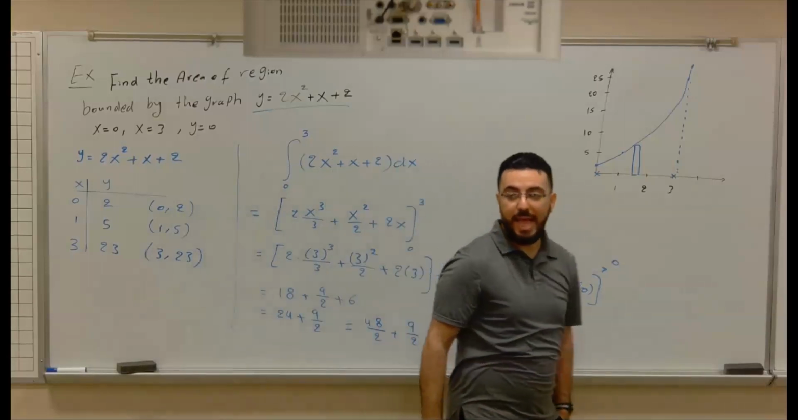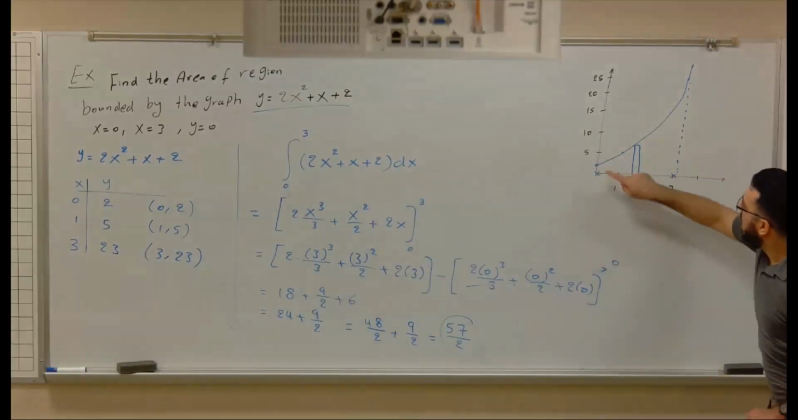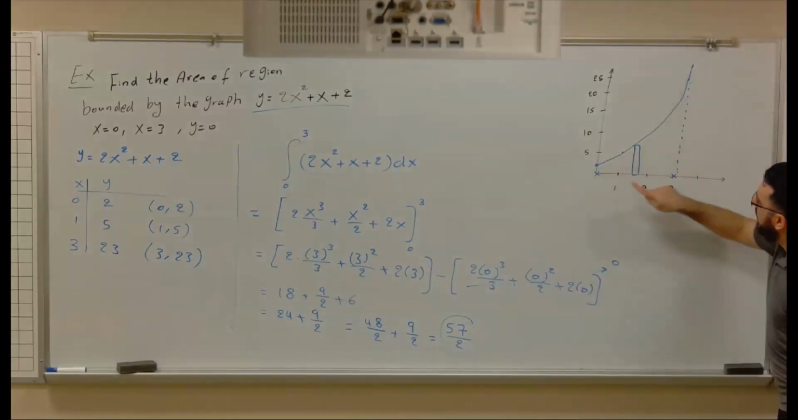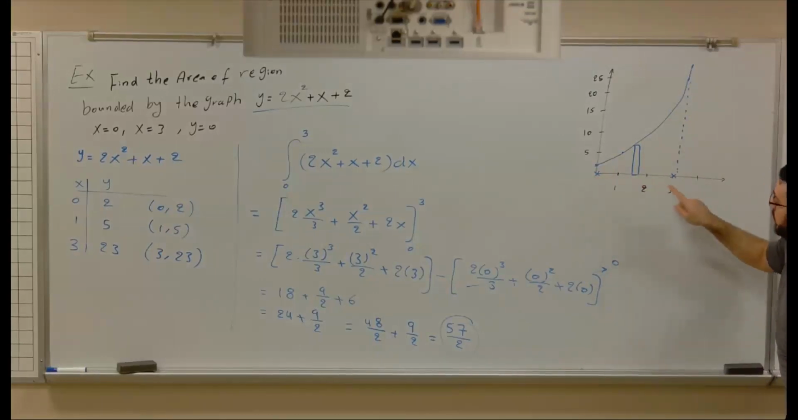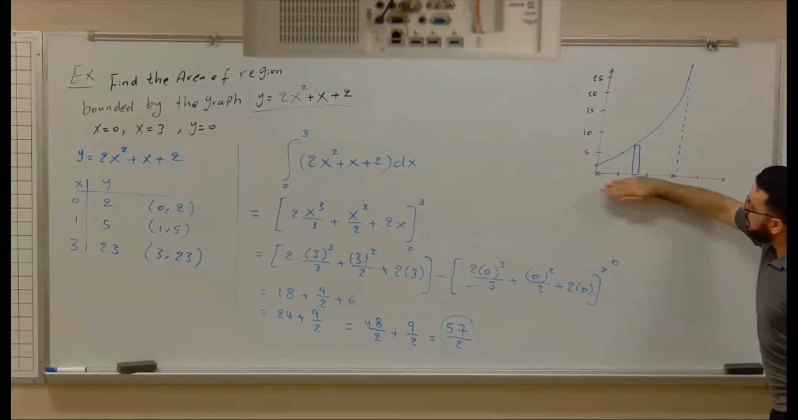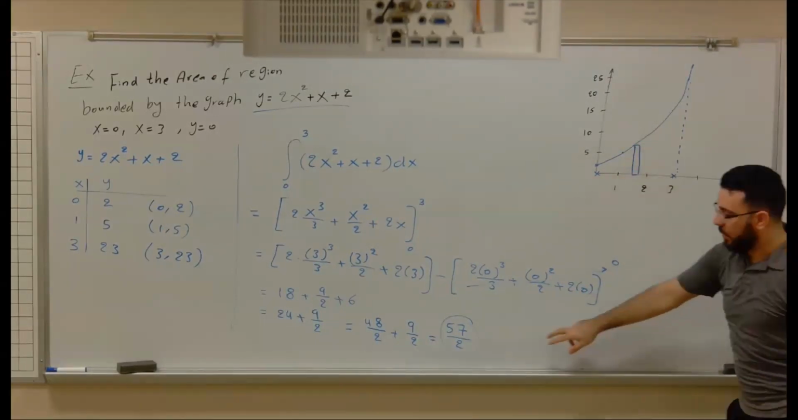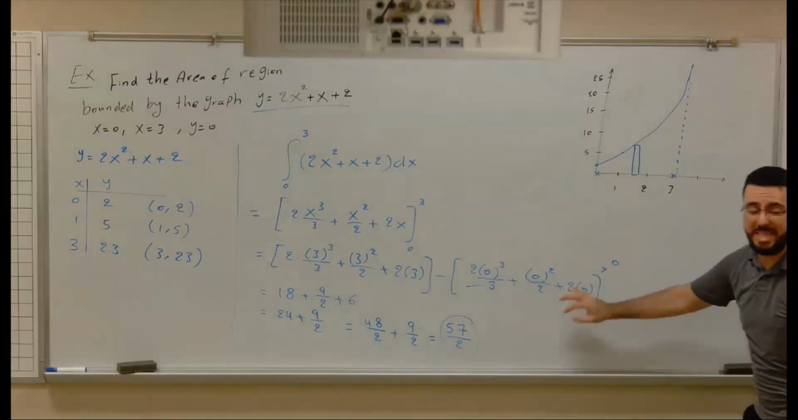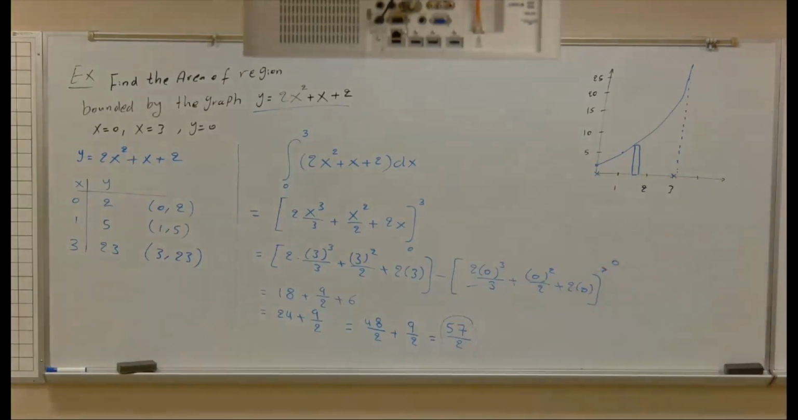So you see the area bounded between this curve and the x from 0 to 3, and the y from 0 to this curve equals 57/2. This is the exact area. It's exact area. It's not approximation. It's the exact area for this graph.